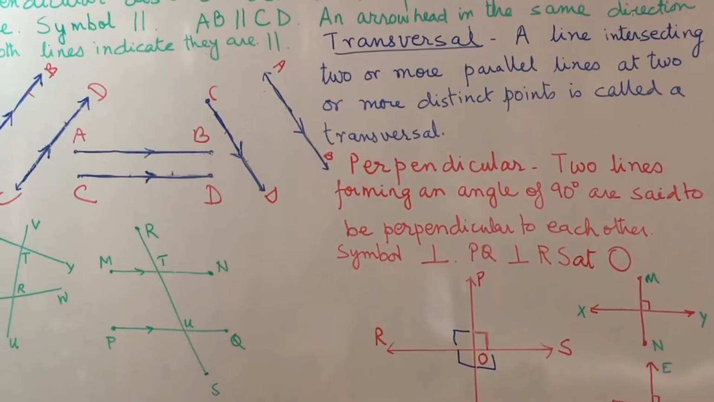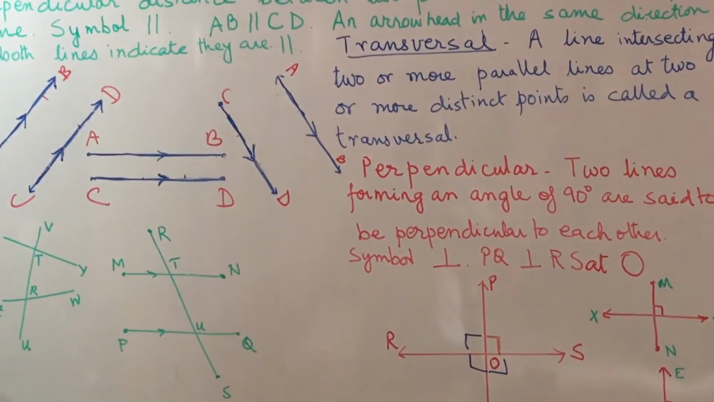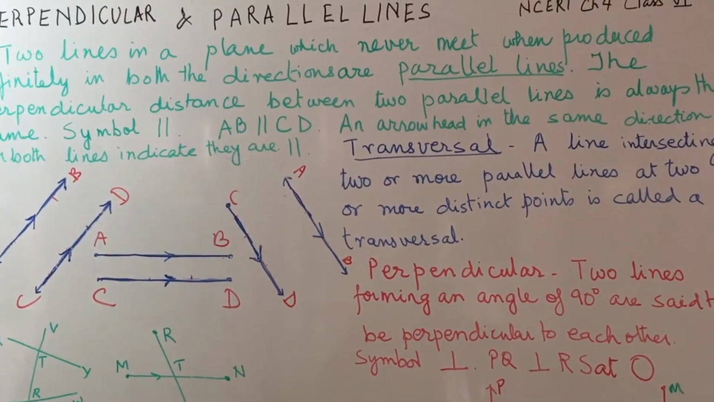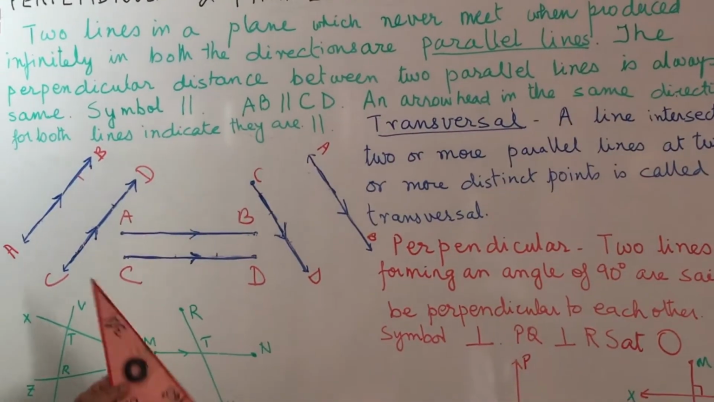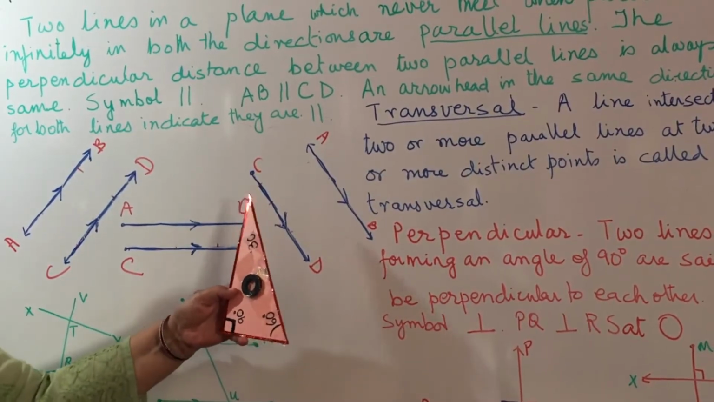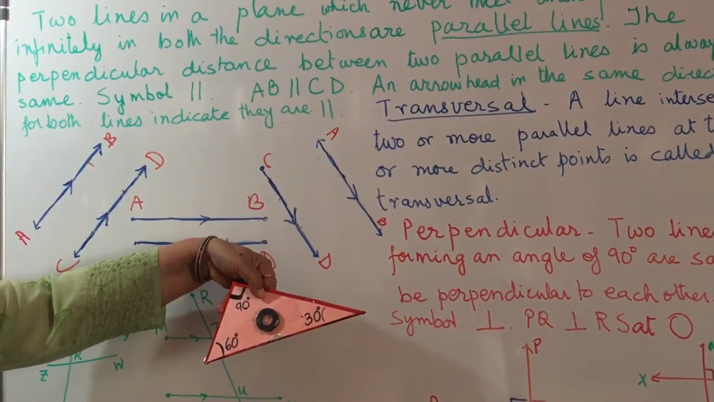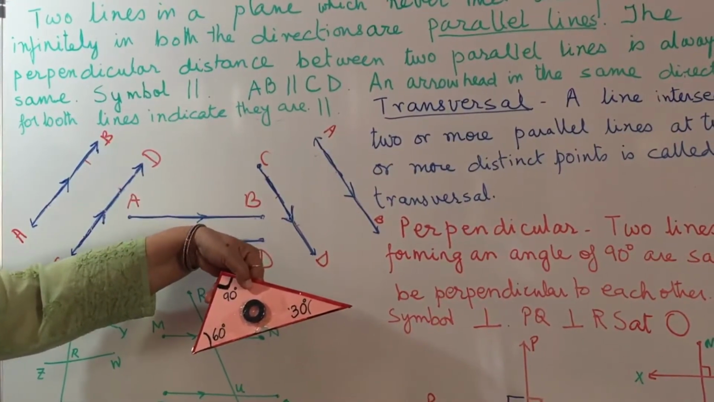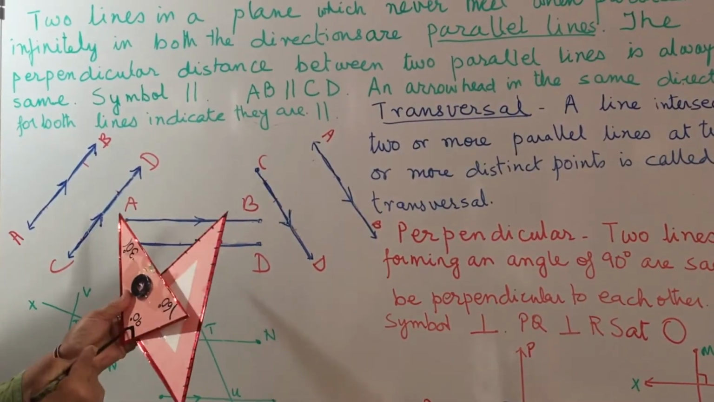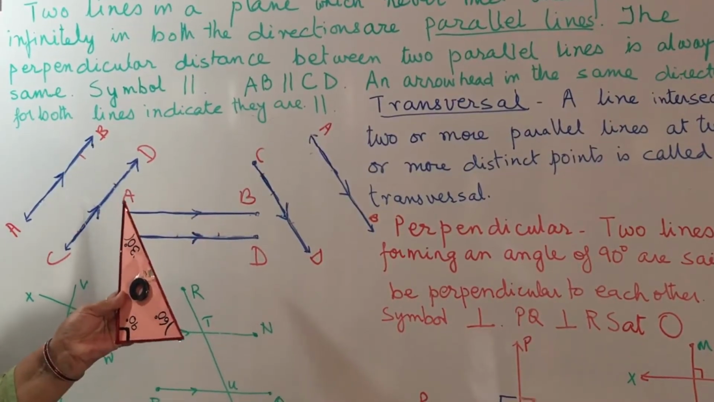The perpendicular distance between any two lines is the shortest distance. Now to draw perpendiculars, we can make use of what we have in our geometry box, a set square. Here I am showing you a set square from the geometry box. It's like a scalene triangle and it is right angled. Now this angle is right angle or 90 degrees, so it can measure a right angle.